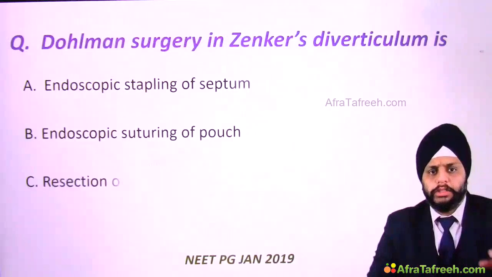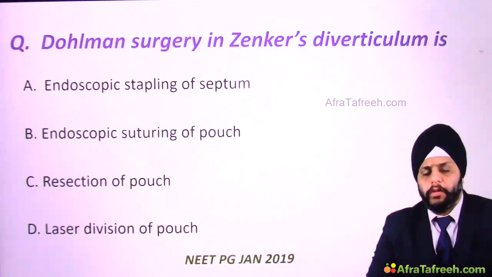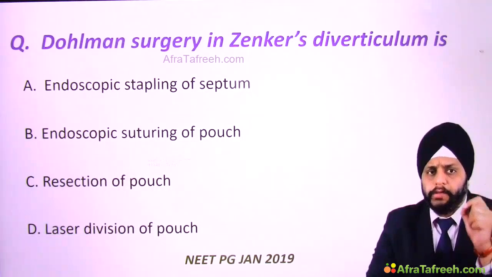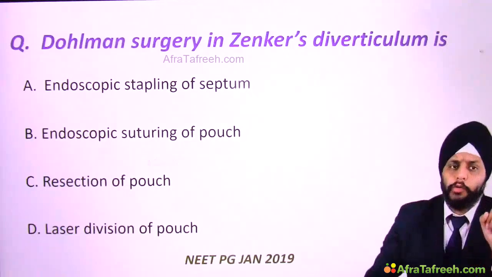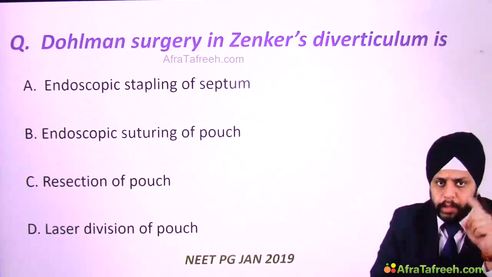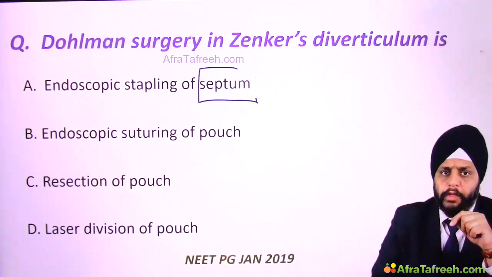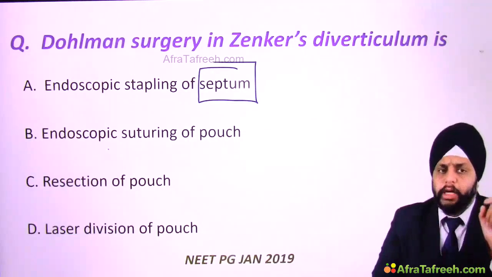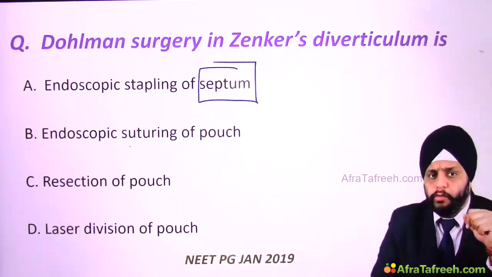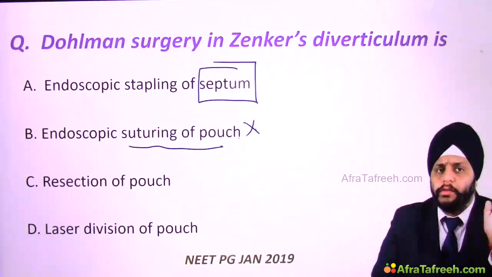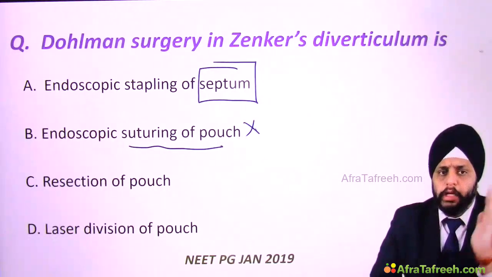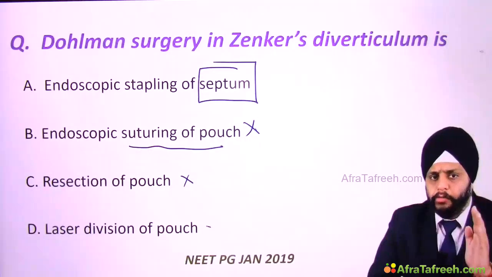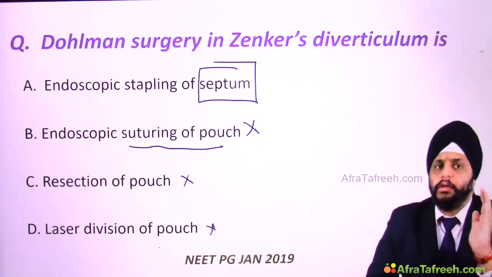And we had a question in the NEET PG January 2019. Dolman's surgery in Zenker's diverticulum: endoscopic stapling of the septum. You see, of the septum, that appears as a correct answer. Let's look at the other options. Endoscopic suturing of the pouch, that is not Dolman's operation. Resection of the pouch is also not Dolman's. Laser division of the pouch, that is also not Dolman's.